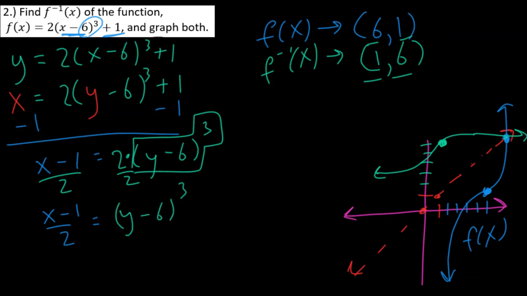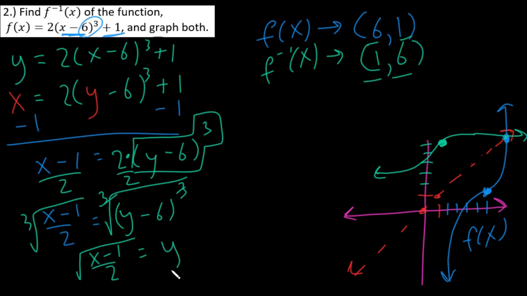Now, you probably remember this from our solving homework. To get rid of a cube, all you simply do is take the cube root. And we take the cube root there. Pretty easy, those two things cancel. And so now we have the cube root of x minus 1 over 2 equals y minus 6. Sorry guys, I messed up my color scheme here, that's okay. Now from here, all we have to do is add 6.